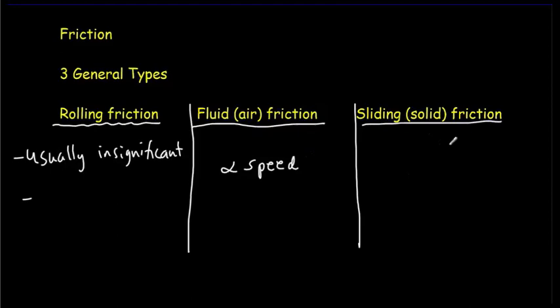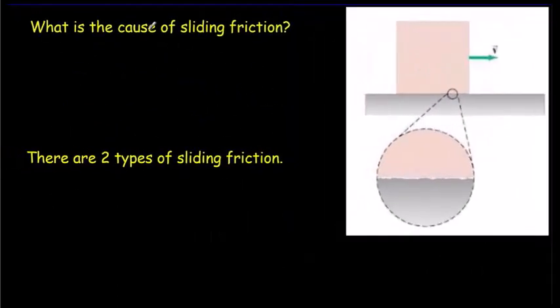And then the topic of this video is sliding friction. So that occurs when we have surfaces rubbing against each other and an object moving across that surface. So what is the cause of sliding friction? Well, if we magnify the area between the two surfaces, there would be microscopic bumps along those surfaces. And of course those microscopic bumps would kind of settle into one another, and that would produce friction. So the cause is microscopic bumps.